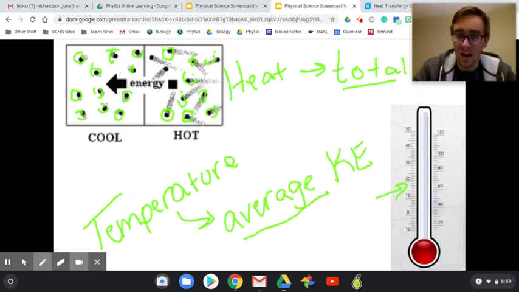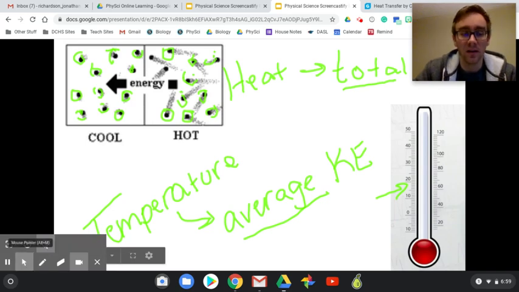Where 0 is absolute 0, which is absolute stopped motion, absolute 0 kinetic energy of particles, which is theoretically impossible to do. We've gotten very close in a lab setting. Even deep space has a little bit of heat. All right.